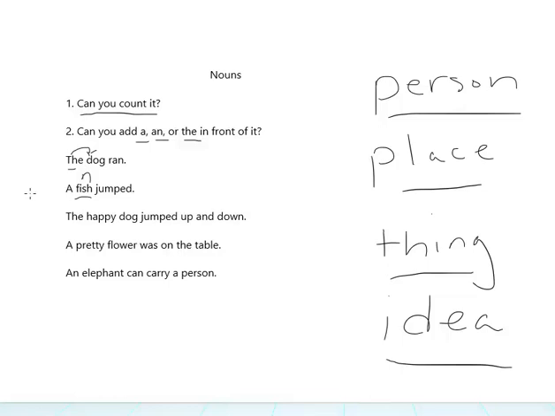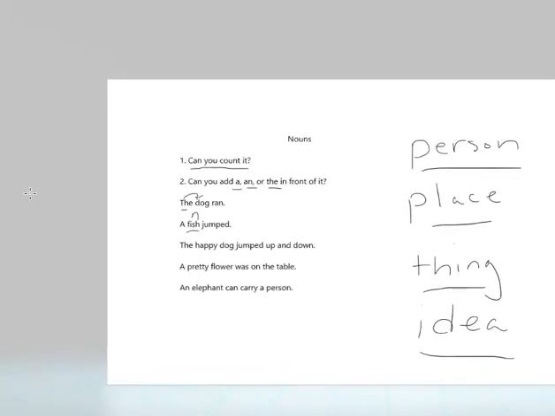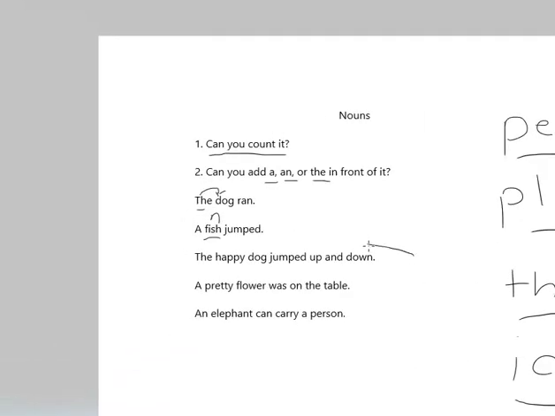Let's look at the happy dog jumped up and down. Now we see that sometimes the is not going to come directly in front of or with the noun. The what? The dog jumped up and down. So dog is the noun. A pretty flower was on the table. Okay, well, what was on the table? The flower. So flower is the noun.